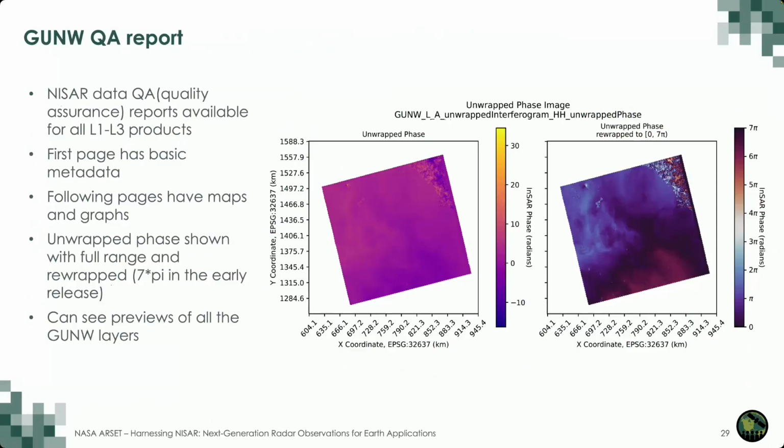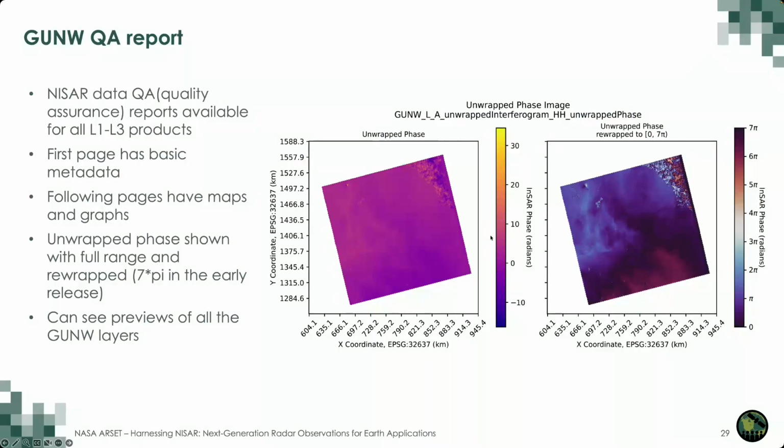By combining that footprint KML file with the PNG, then you can visualize it in Google Earth. This is just an image taken from one of the pages of the QA or quality assurance report. These reports are available for all NISAR level 1 to level 3 products. First page has basic metadata about the acquisitions.